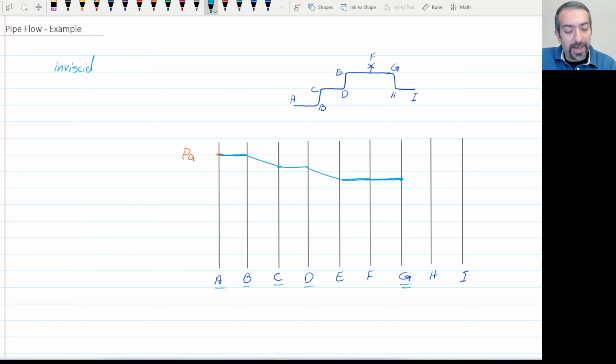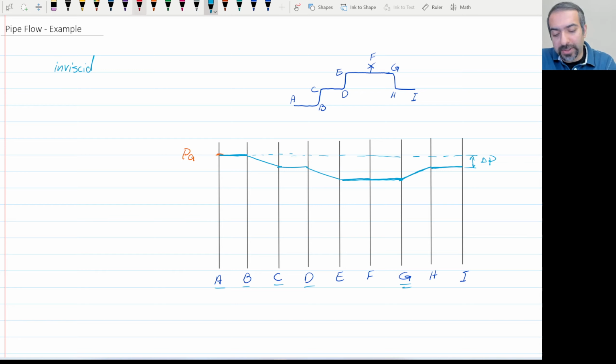And then G to H, we're going down, so the pressure is going to basically increase, right? And then H to I, no pressure difference. So if someone asks, what's the head needed? What's the pressure difference needed? You say, well, this is the pressure upstream, this is the pressure downstream, and this is the delta P needed, right? Now, what happens if we take viscosity into account?